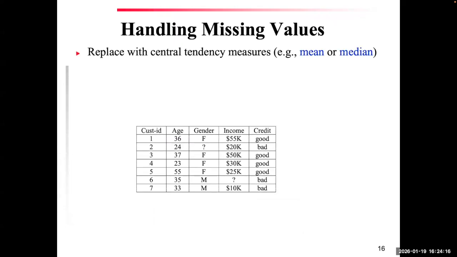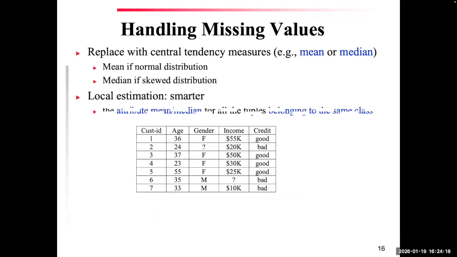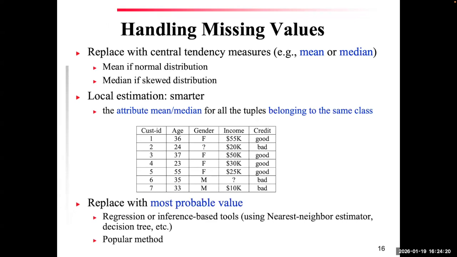Now, let's see some smarter strategies, which I also explained last session, which was replacing null values with mean or median, or even a smarter one with a local estimation. And let's see what each one of these means. So replacing missing values with mean or median, this is common.